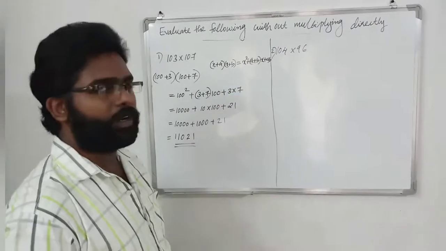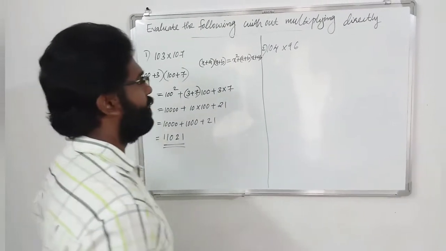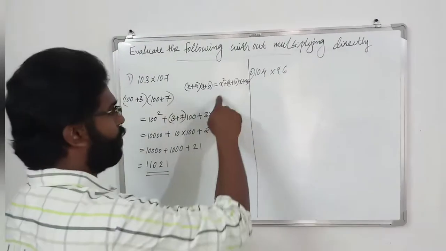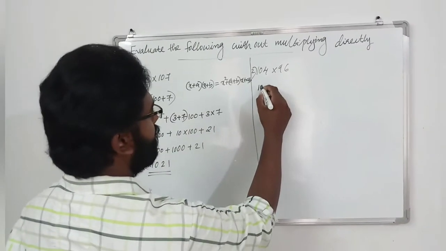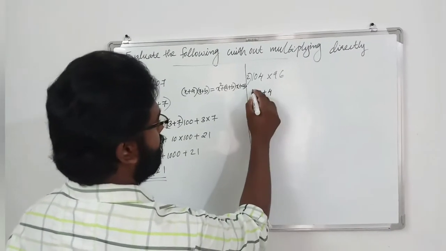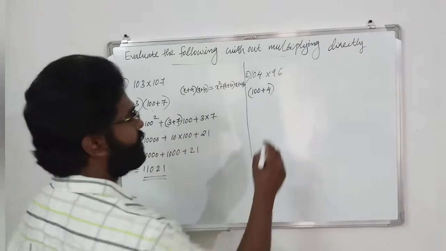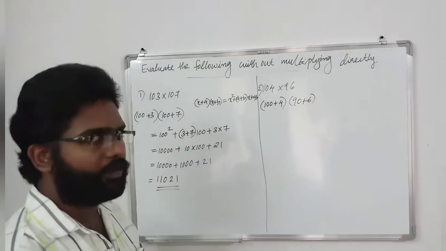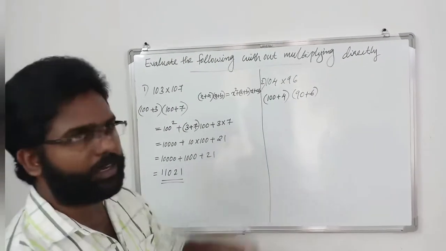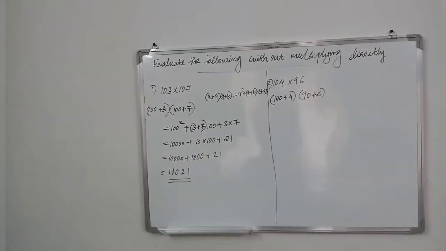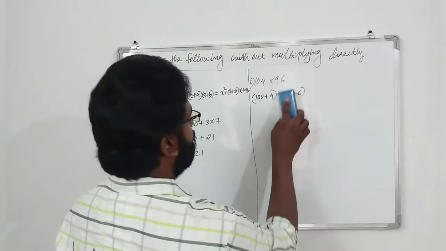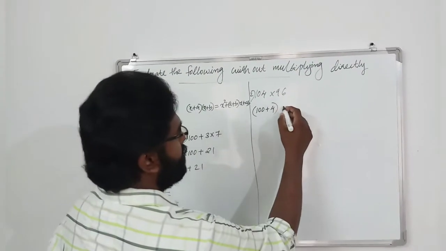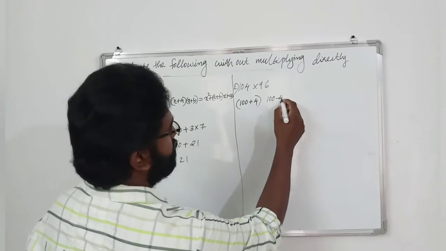Next question, 104 into 96. How can we do this? This is also in this form. The first one is 100 plus 4. The next one is 90 plus 6, but we can't do anything with that, since the first is 100 and 90. So 96 is 100 minus 4.